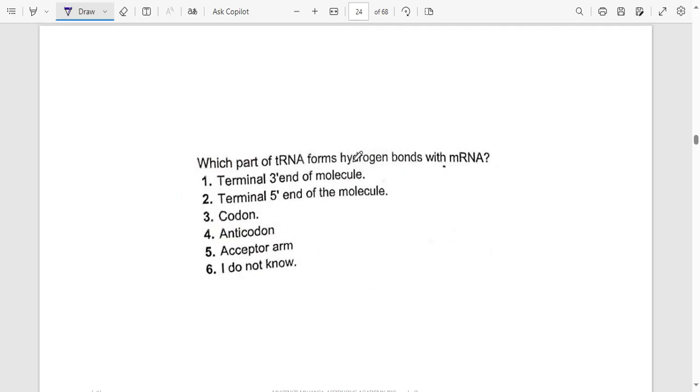Which part of the tRNA forms hydrogen bonds with the mRNA? Terminal 3' end. Is that true? Terminal 5' end. The codon, and anticodon. That is it. Okay.